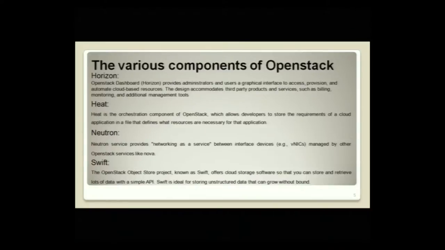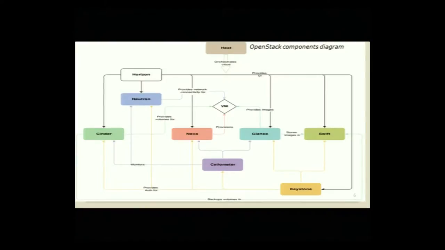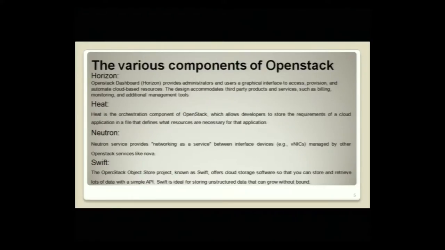All the requirements that we need are stored in orchestration. There will be a log file, and all those requirements are stored there. Then it's Neutron. Neutron is a networking service. We can create networks, join them, and set the network topology using Neutron. And lastly, Swift. Swift is the basic object storage software, and it is used to store objects. The most important advantage of Swift is that it's scalable, meaning you can store up to a huge limit.